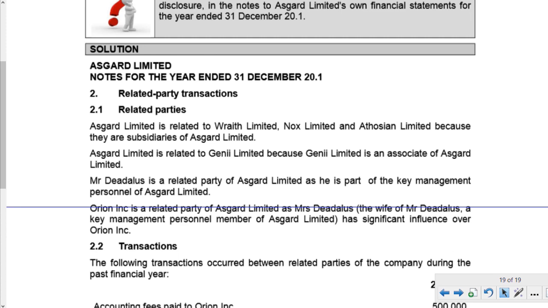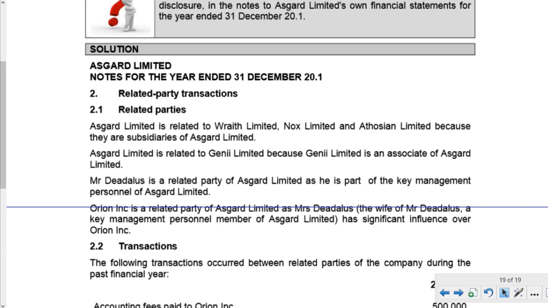So it's really just a story note. It says related party transactions. Then it talks about the related parties. But it's not going to go into a story about all the related parties. It's only going to talk about the related parties we have transactions with. But it's going to explain why they are considered to be related parties.